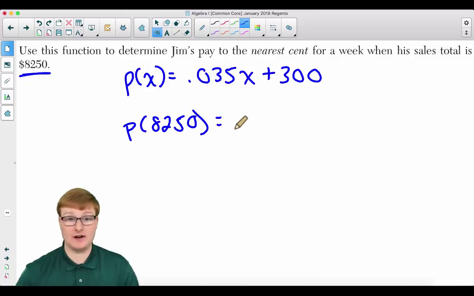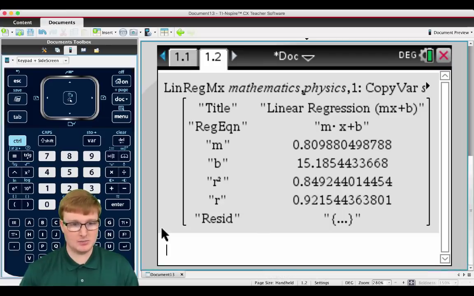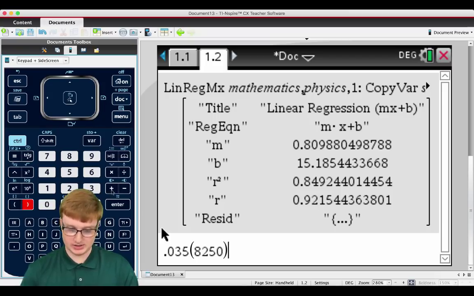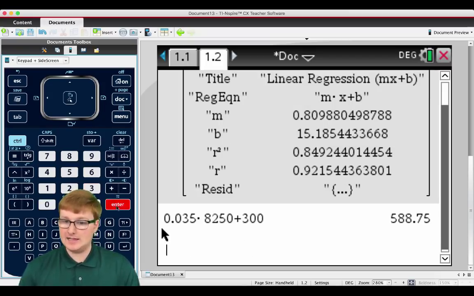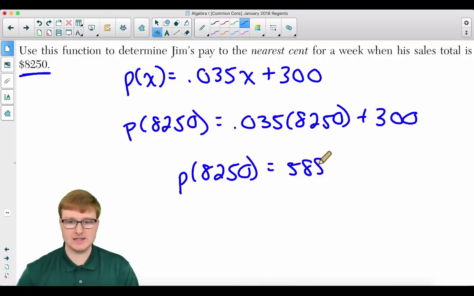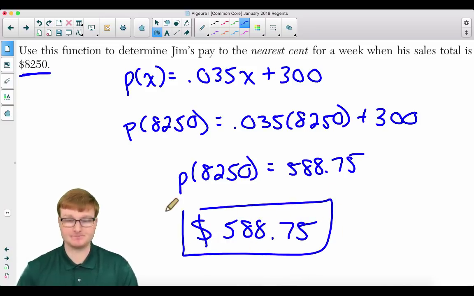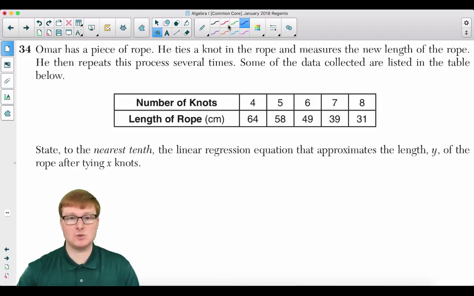Okay, let's go ahead and plug it in for x. So we get 0.035 times 8,250 plus 300. When you plug this into your calculator, 0.035 times 8,250 plus 300, he's bringing home 588.75. There we go. So P of 8,250, that's 588.75. So just write it nice and clean with a dollar sign, $588.75. Done.